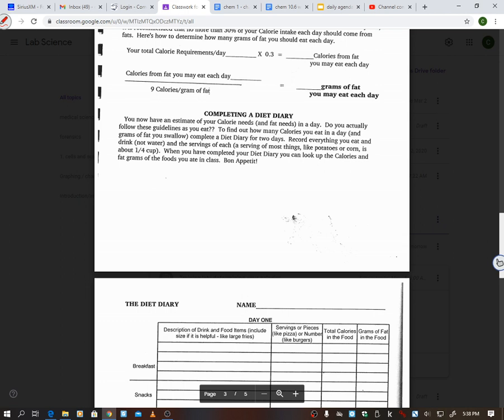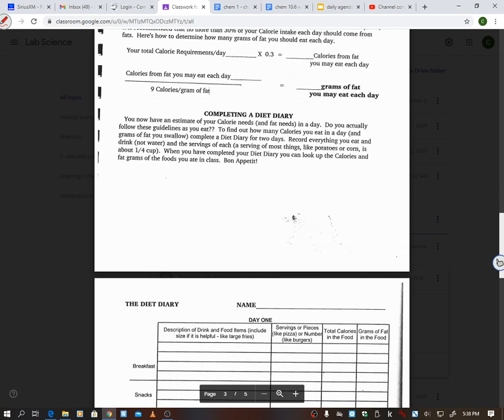A serving of most things like potatoes or corn is about 1/4 of a cup. So keep that in mind. Kind of try to visualize what 1/4 of a cup is. So if you eat 1/2 a cup, maybe write down that you ate about 1/2 a cup. 1/4 of a cup really is not a lot. And we as Americans tend to eat more in a serving than 1/4 of a cup.